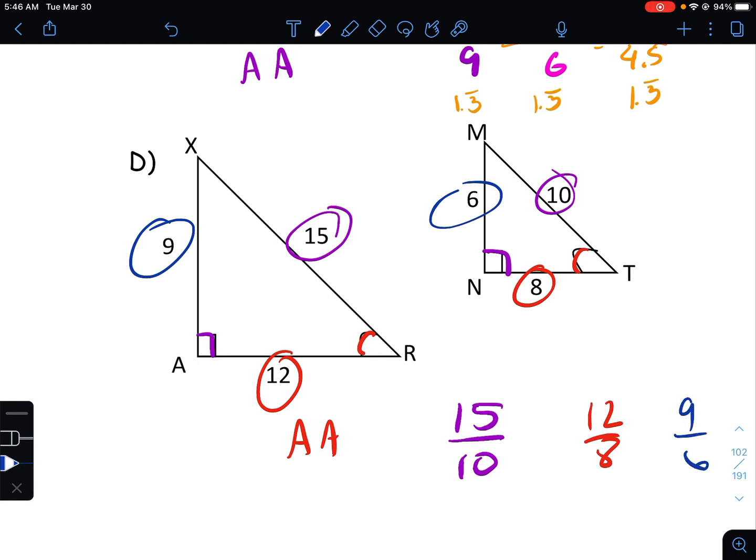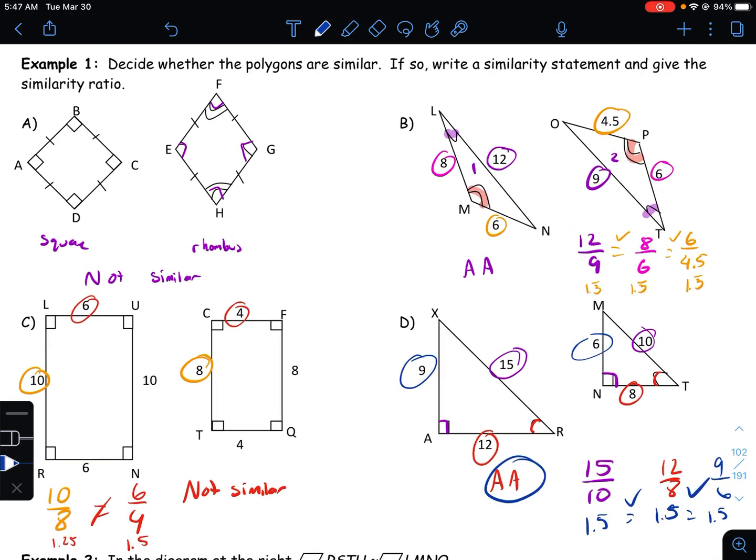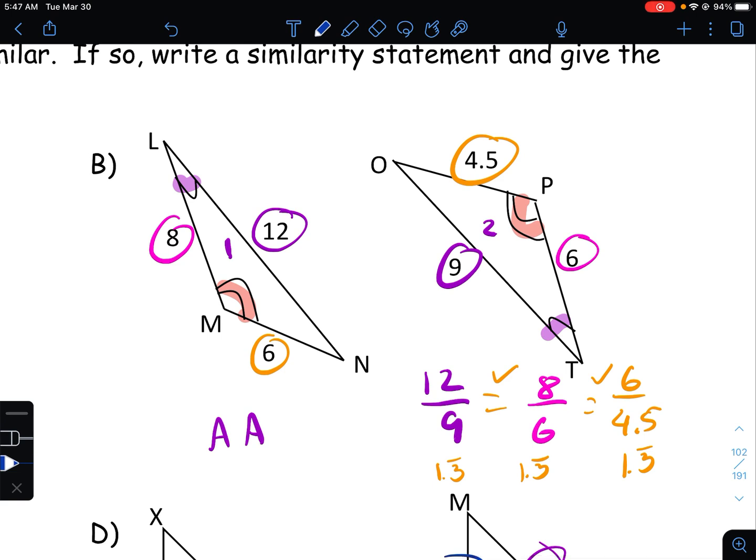So 15 divided by 10 gives me 1.5. 12 divided by 8 gives me 1.5. And 9 divided by 6 gives me 1.5. So again, we confirm that with the ratios. So we could use angle. Oh, and we forgot to write similarity statements. Oops, that's okay. Let's jump back to B here.